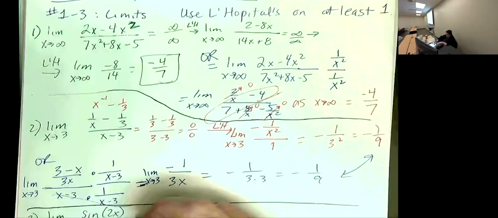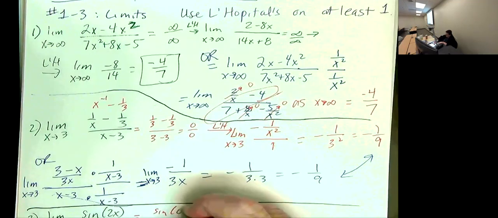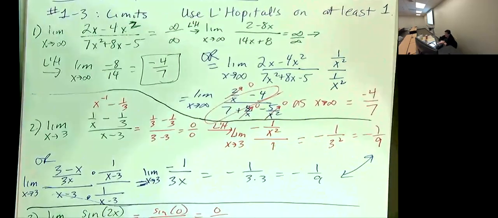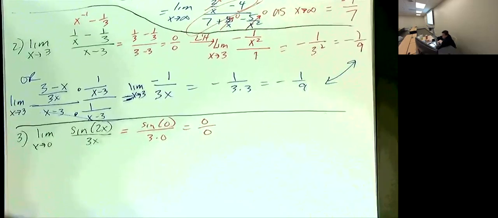So if you evaluate at 0, we've got sine of 0 over 3 times 0. Those are both zeros on top and bottom. I'm off the screen on it.